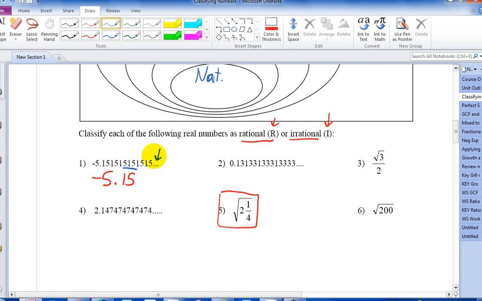OT, what do you think? Why? There's a pattern. Exactly, great answer. So the pattern is that you're increasing by 3 each time, but it's not repeating. So it's irrational. They always like to throw you that trick just to see if you're paying attention. There's a difference between pattern and repeating. Different words, different meanings. Number 3.